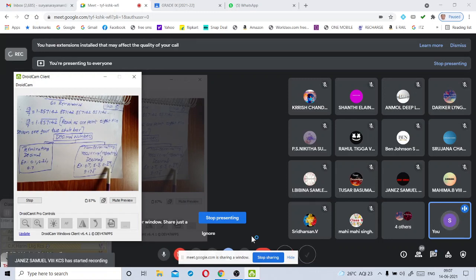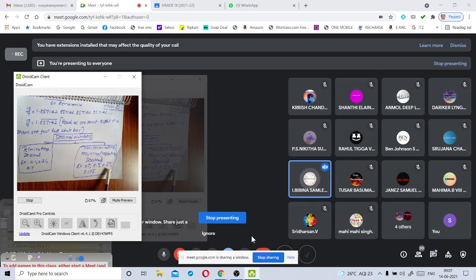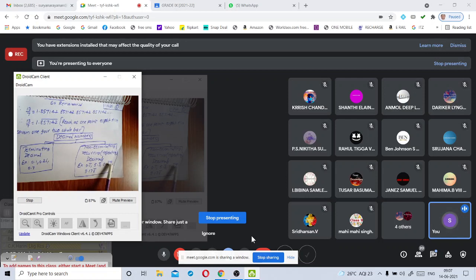Who will read this number? Sir, 0.27 bar. Yes, 0.27 whole bar. You should read it as whole bar because all the digits were written under bar symbol.